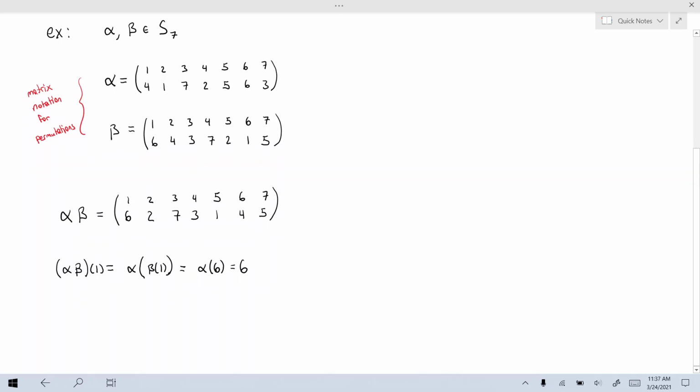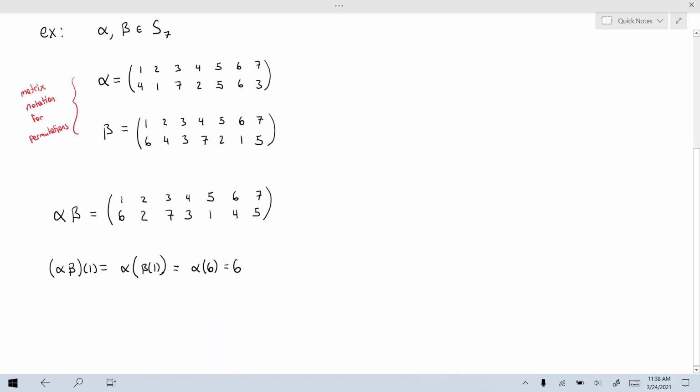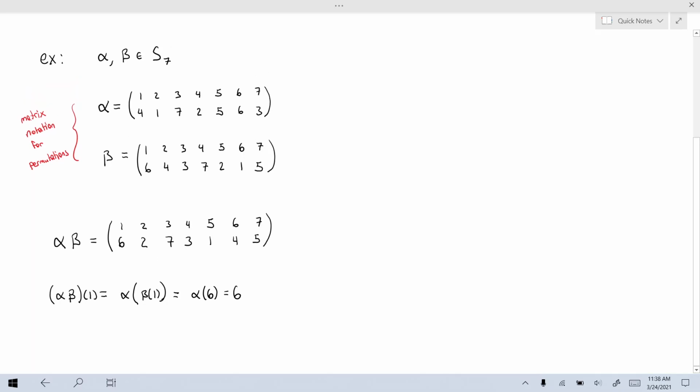Let's just do a couple more examples of some computations like this. So we just did alpha times beta. So what if we want alpha squared? I can do that over here. Okay. So to get alpha squared, so alpha squared of 1. So first alpha maps 1 to 4. And then we're going to take alpha again. So we're going to take that 4 and alpha will map that 4 to 2.